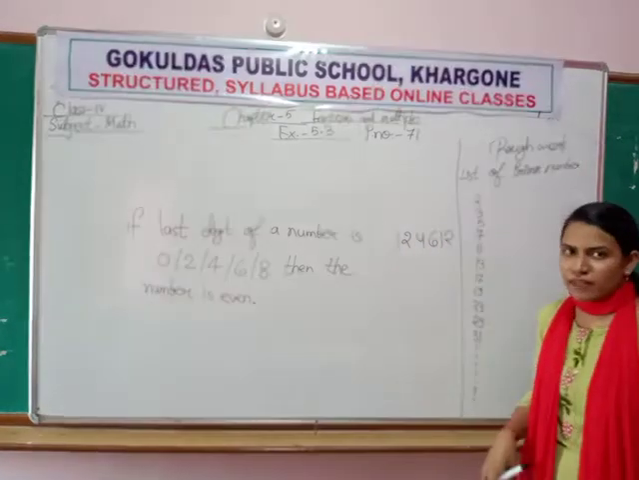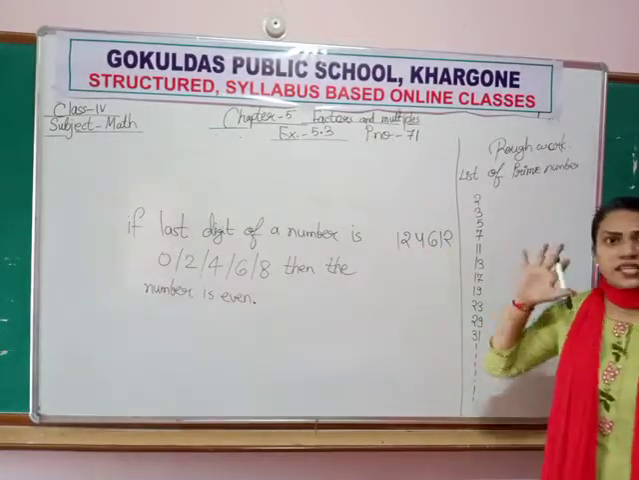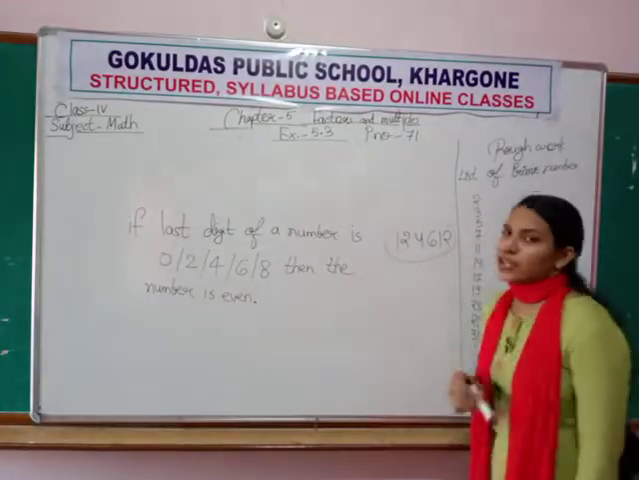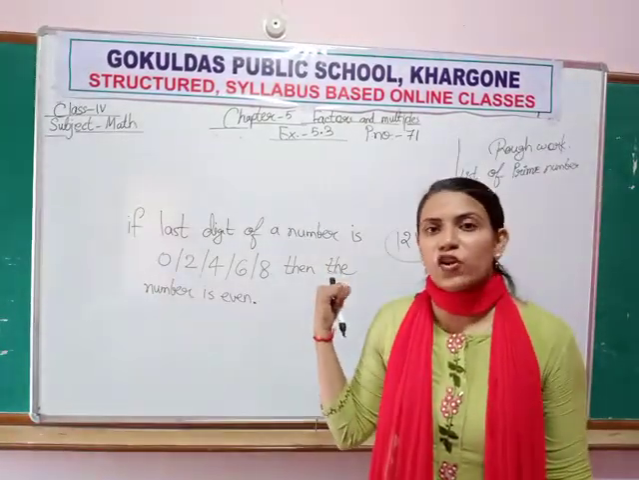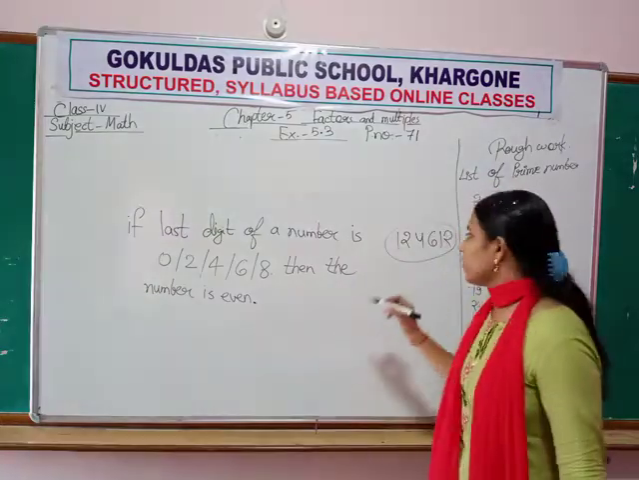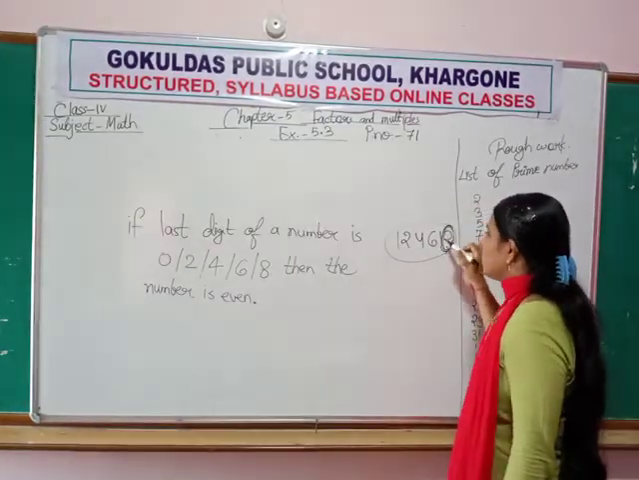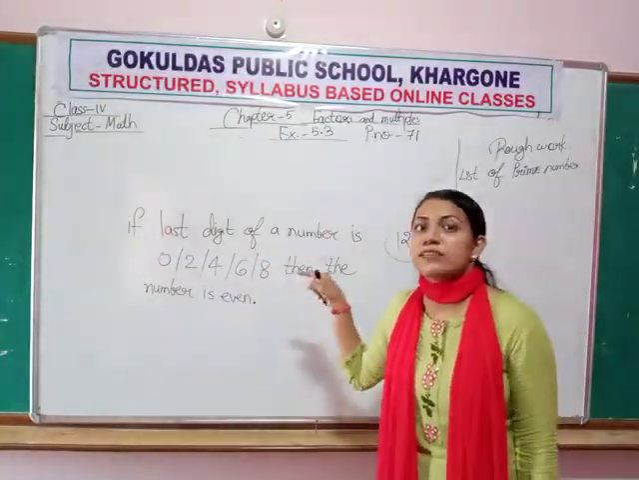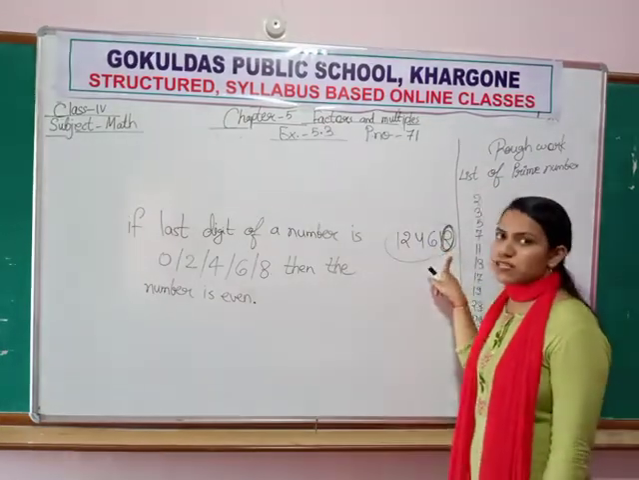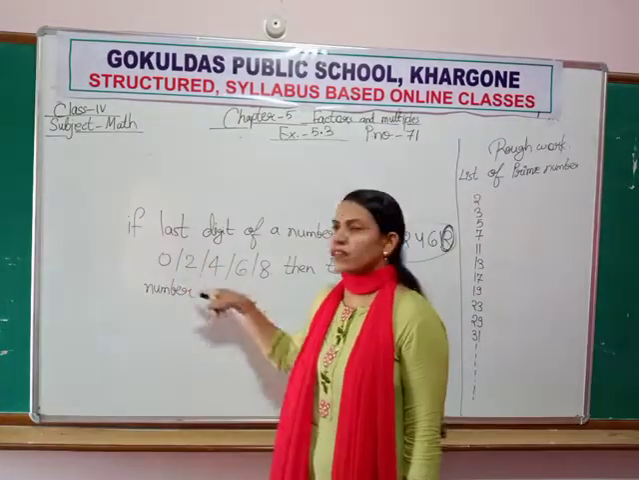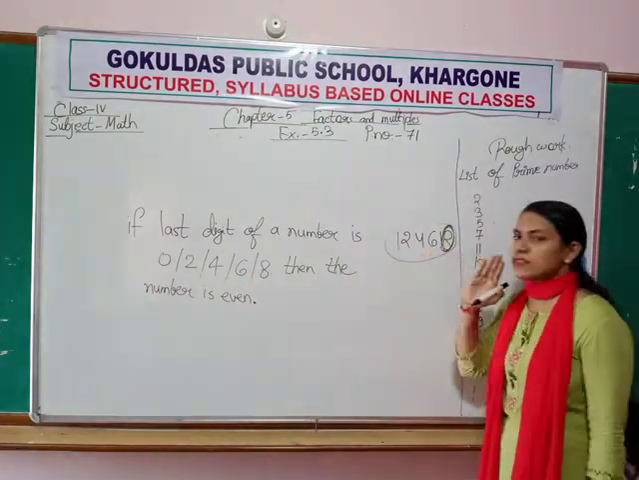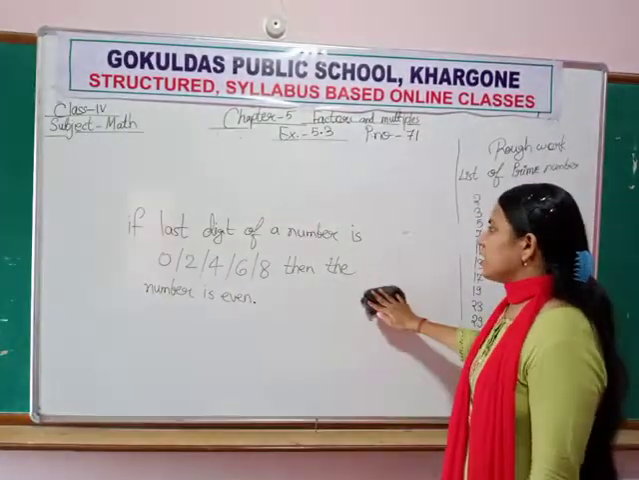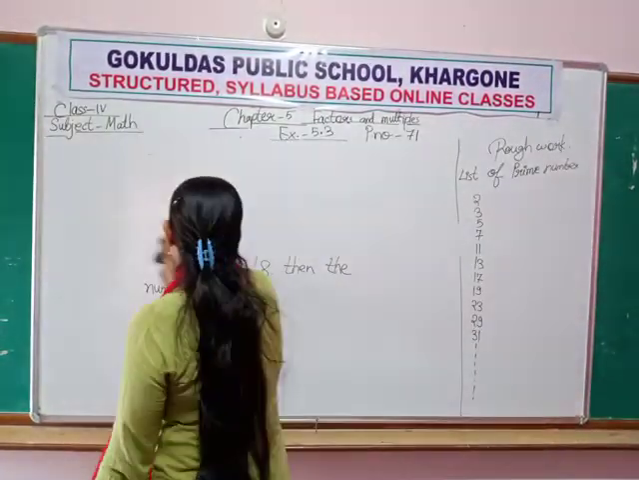If I give you the number 214612, this is a big number, a 6-digit number. I ask you, tell me, is it an even number or an odd number? How will you judge? You will check the ones place. If the ones place is 0 or 2 or 4 or 6 or 8, then your number is even. Here the ones place is 2, and 2 is in the trick, so yes, this number is even. This is how you can identify whether any number is even or odd.